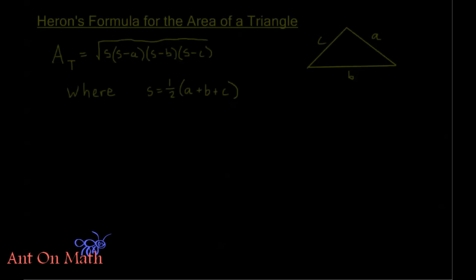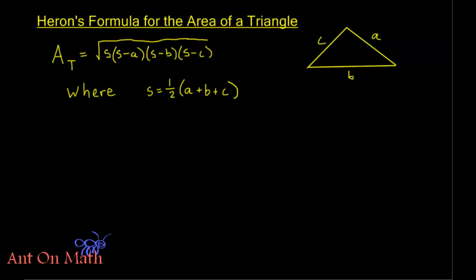Now this is the final video of Chapter 6. We're going to talk about Heron's formula for the area of a triangle. This is a convenient little formula when the only information that you have is the length of all the sides and you don't know any of the angles.